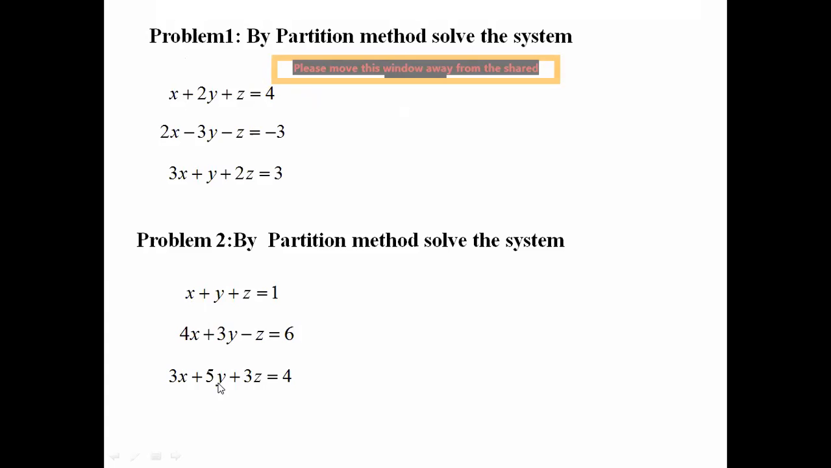Similarly, here, find the inverse of that. Multiply that matrix by this column matrix 164. We get a column that is the solution for the system. So like that, you can find the solution. So that is what the partition method is.